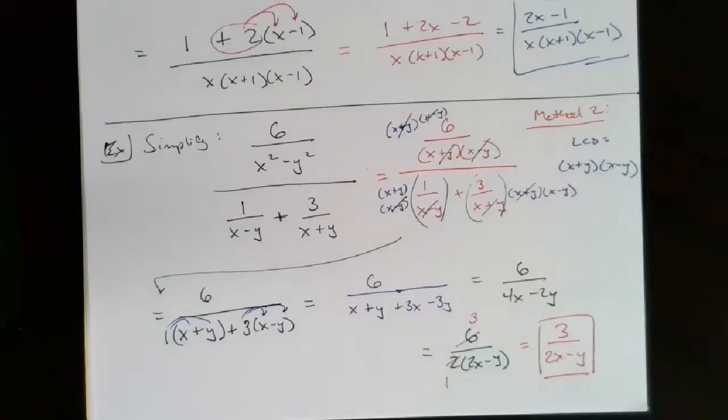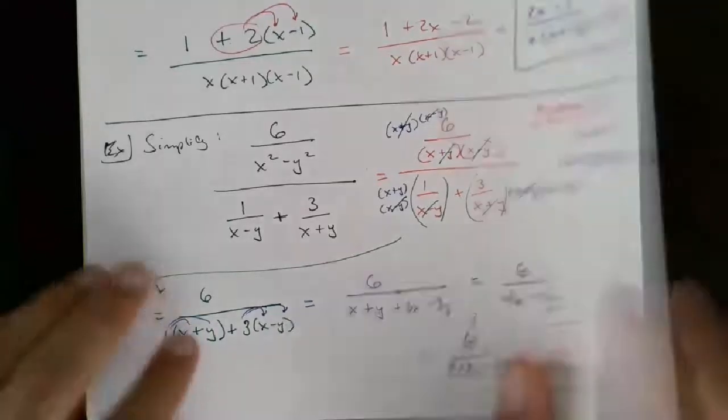Method 2 is find the least common denominator for all the fractions that appear in the entire complex fraction, and then multiply it to all the terms to clear fractions. Then simplify. And maybe we'll take a look at one more here.